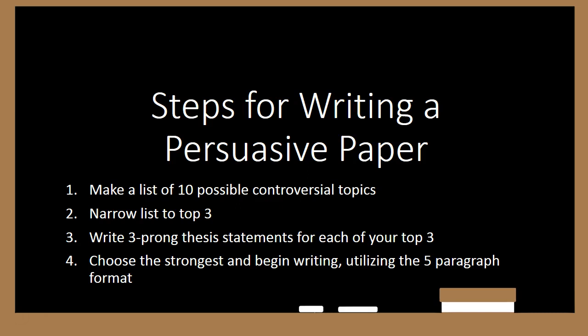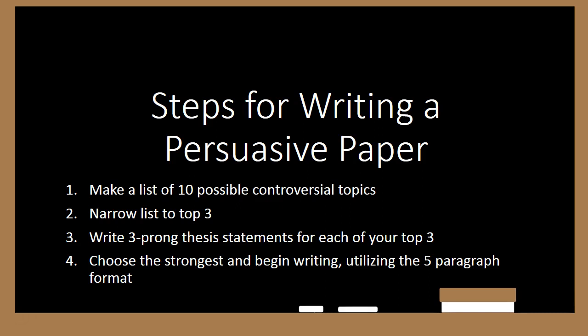After you make this list of 10 possible controversial topics, take some time thinking about the two sides of the argument. What side of the argument you would need to take, because you're going to take a side in this argument. You're not going to necessarily write about both sides. Your job is to persuade me, not to just inform me on both sides of the argument. So spend some time with your 10 possible topics. Narrow it down to the 3 that you think you could do the best job of persuading someone on.